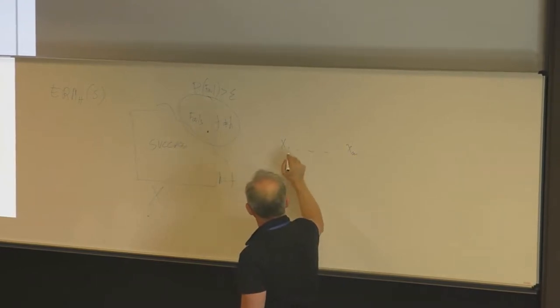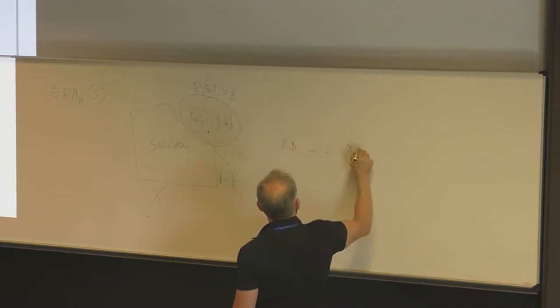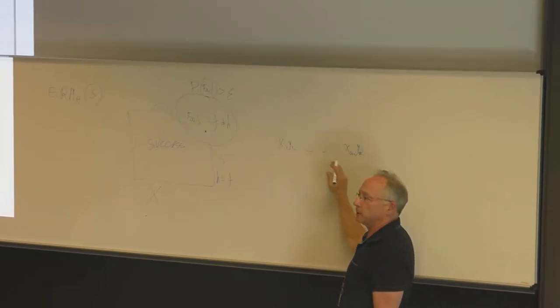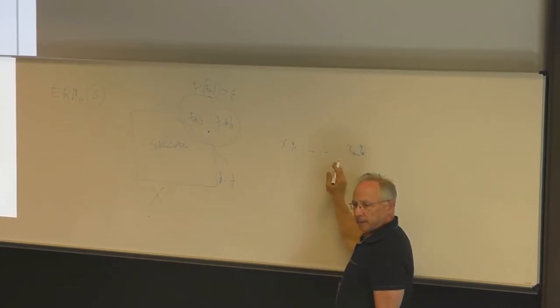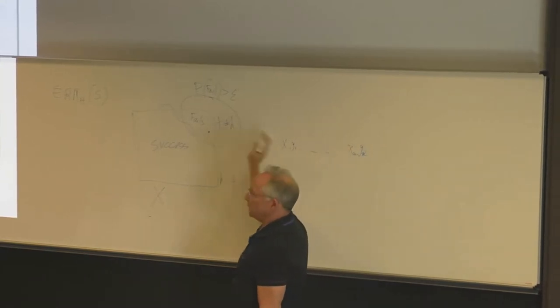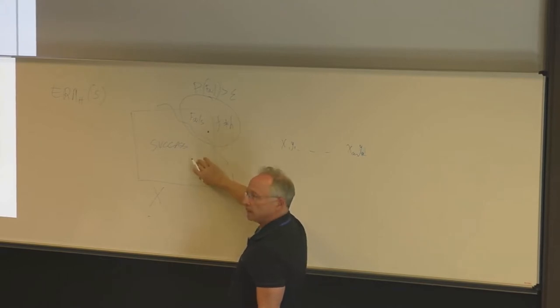I'm seeing those x1, y1, up to xm, ym, and I'm trying to fit an H that behaves as well as possible. If there is an H that behaves perfectly, I mean, if I know that, then whenever I see one mistake, I will reject this H. So if H passes, it means that none of the examples fail here.